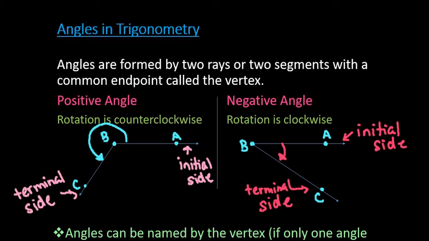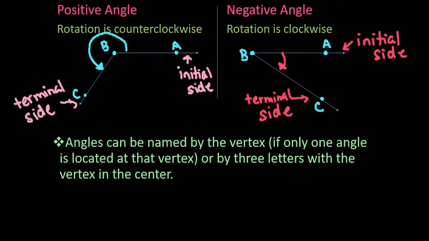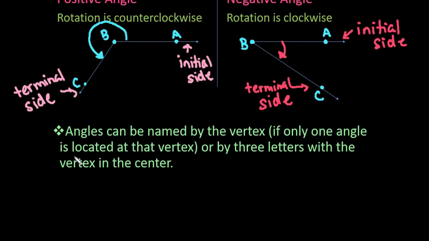As far as naming the angle goes, both of these would have the same name, and there are several acceptable methods for naming an angle. The first one is that if you only have one angle located at that vertex, so at this point we only have one point, we don't have any other rays shooting off of here. So if you only have one angle formed at that point, then you can say that this is just angle B.